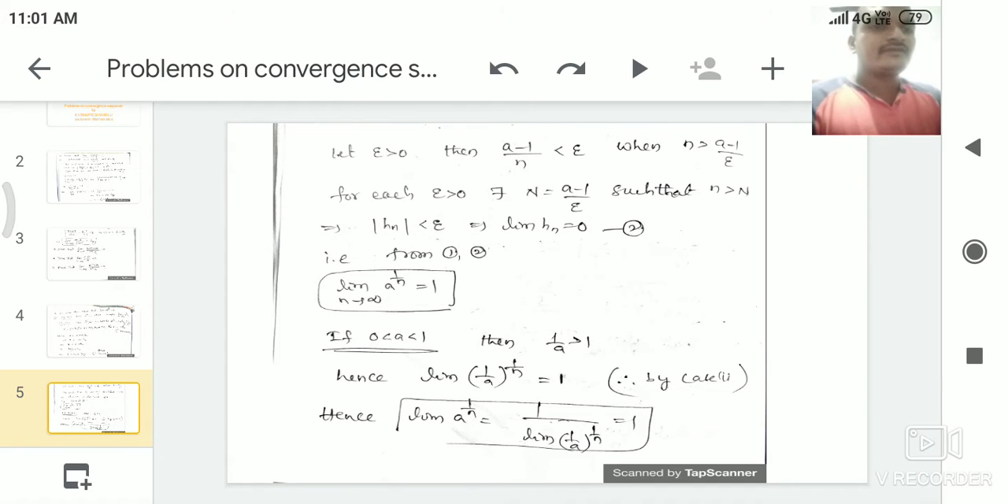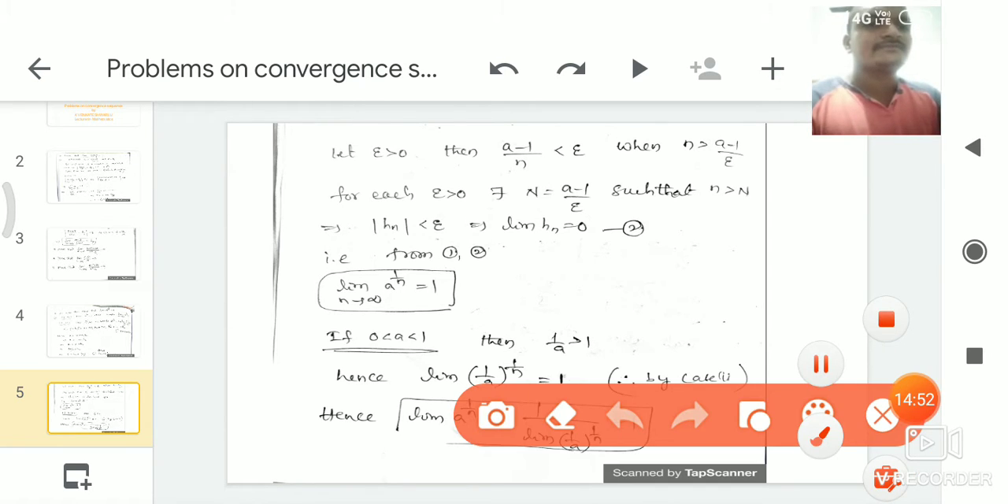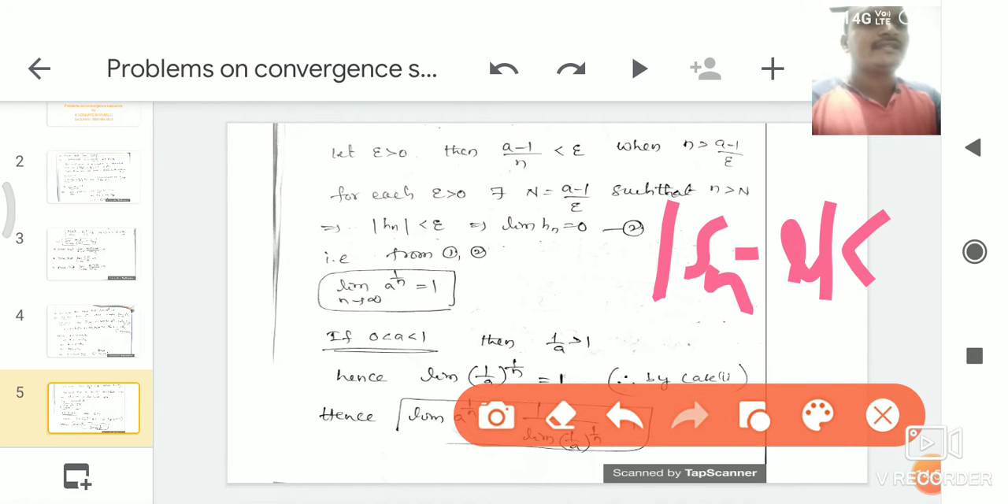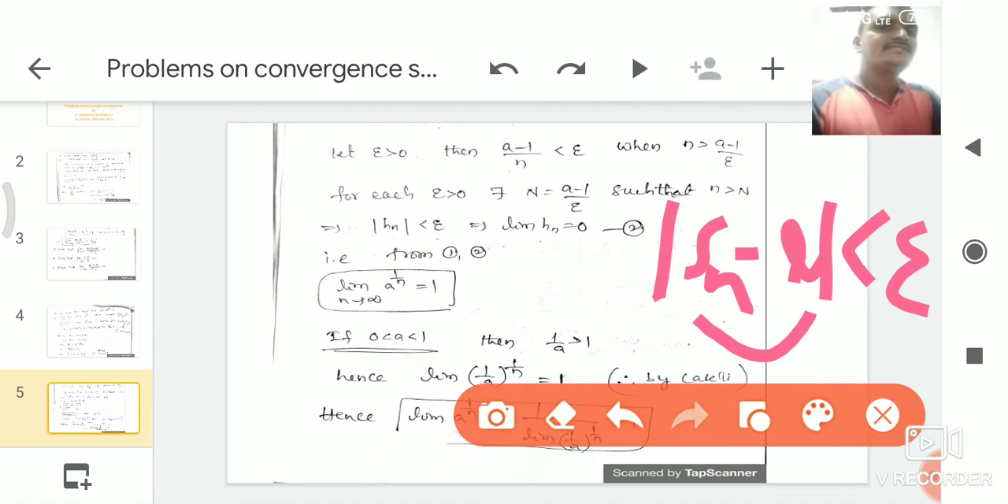Whenever |Sn − L| < epsilon, we say that the sequence Sn converges to L. Here |Hn| < epsilon means |Hn − 0| < epsilon. That means Hn converges to 0, that is, the limit of Hn is equal to 0, which is equation 2.